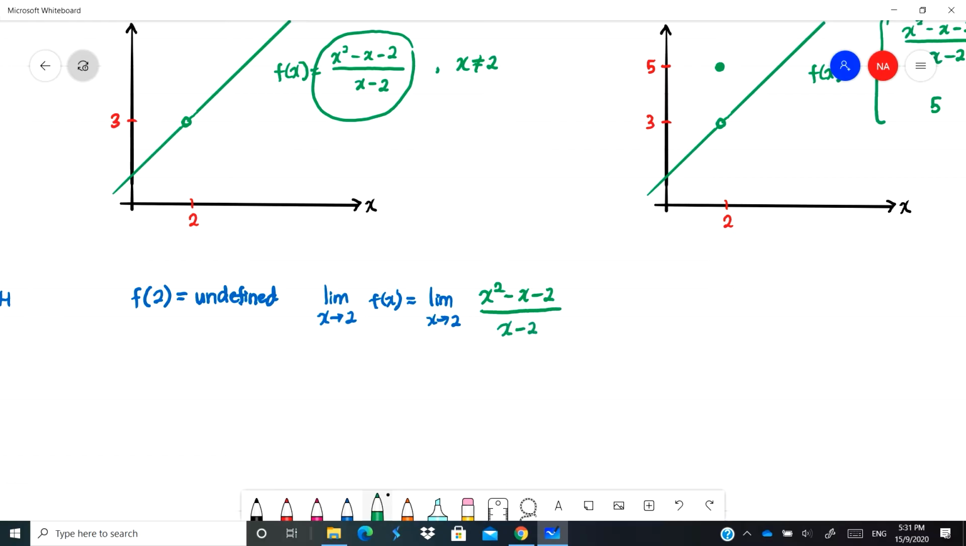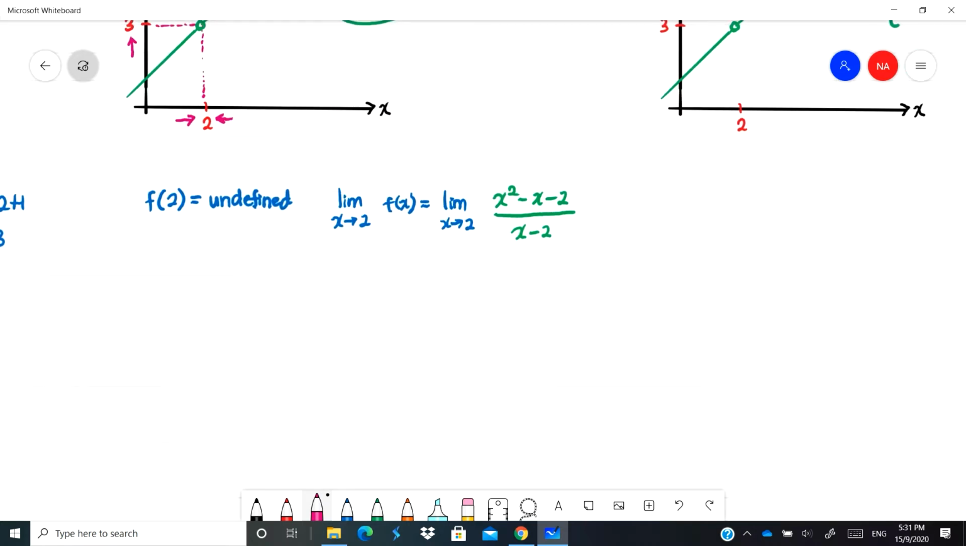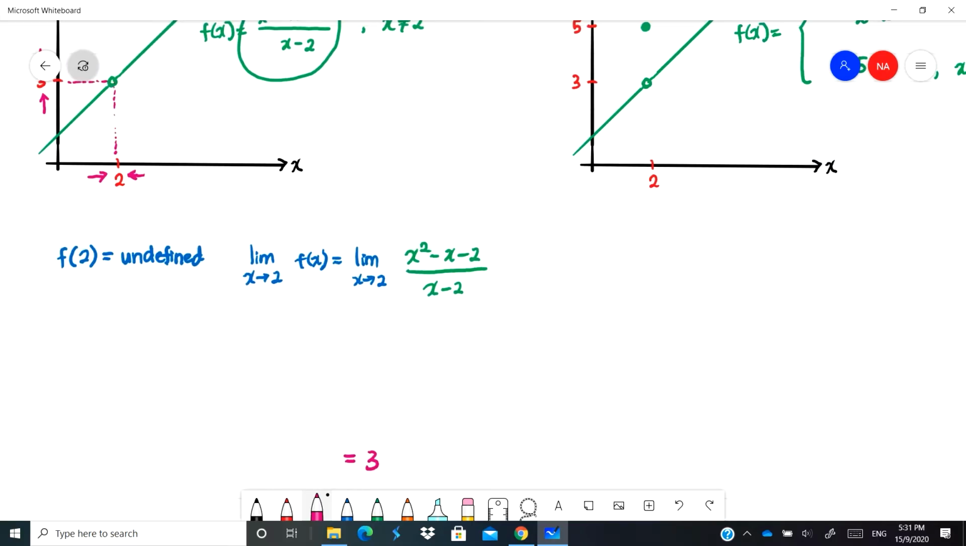Graphically, if you look at the graph, as x approaches 2, this will go to 3. So of course, f(x) will approach 3. Basically, the final answer will be 3. The limit as x approaches 2 of f(x) will be 3. But how do you get the value of 3? You'll have to do some operations here, which you will be learning in the next video maybe.